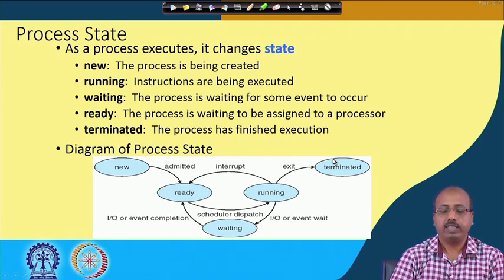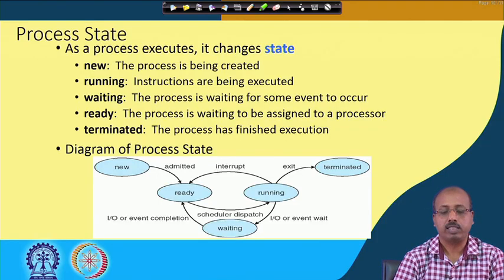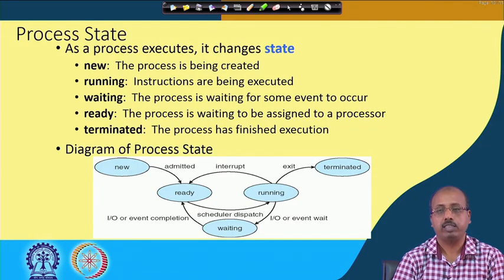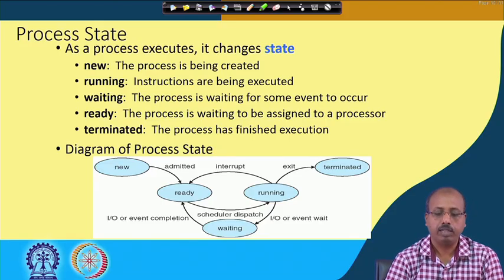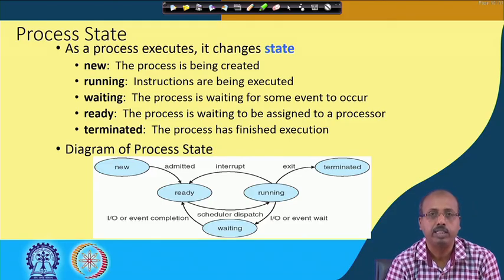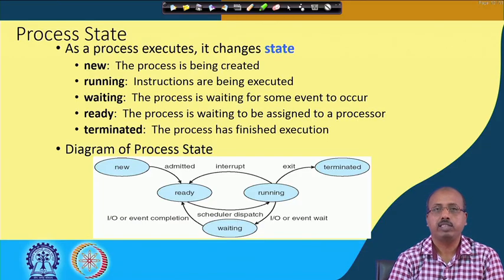So, these are the different states that we have in the process. The new state is the point at which the process is being created. We have the running state where the instructions are being executed, then waiting, where the process is waiting for some event to occur, then ready, where the process is waiting to be assigned to a processor, and terminated when the process has finished execution.